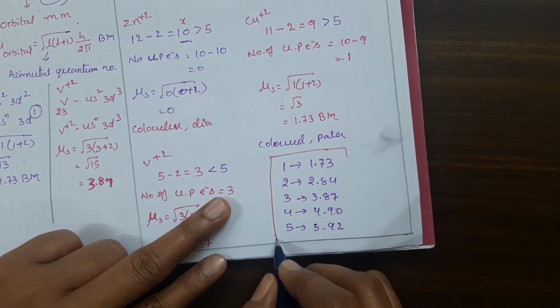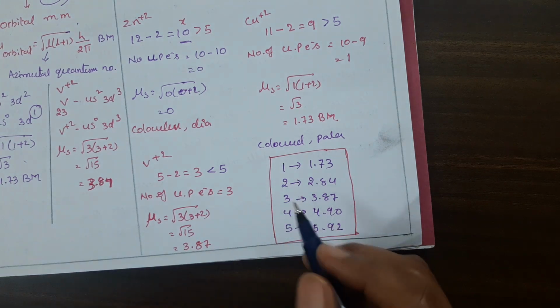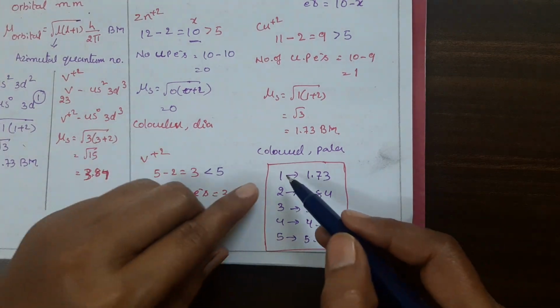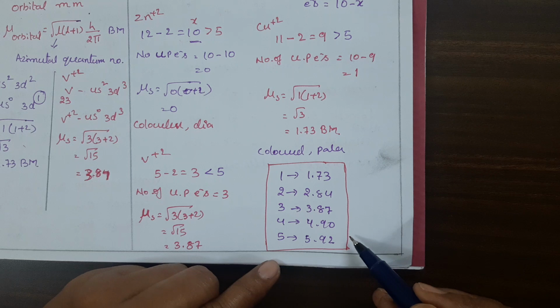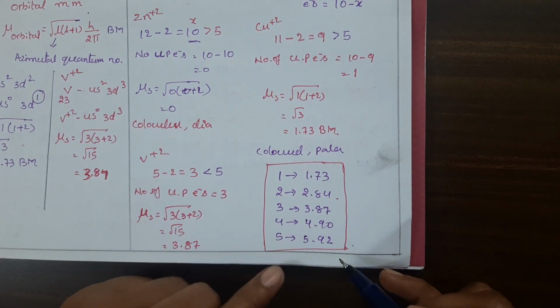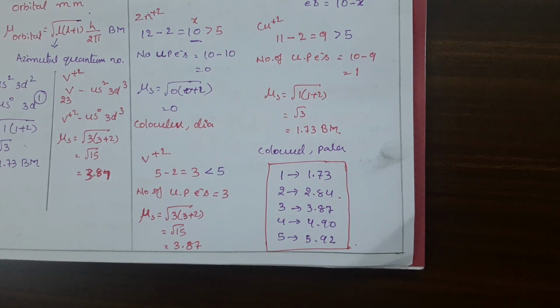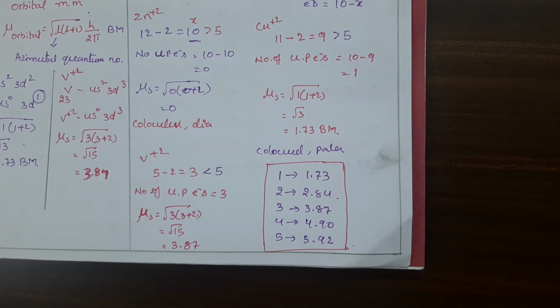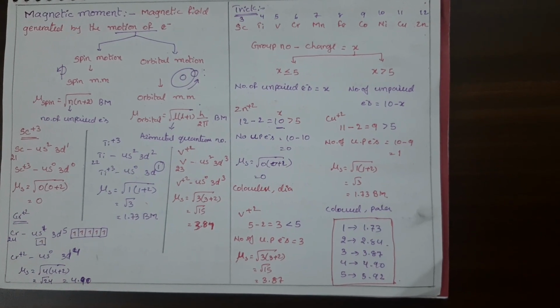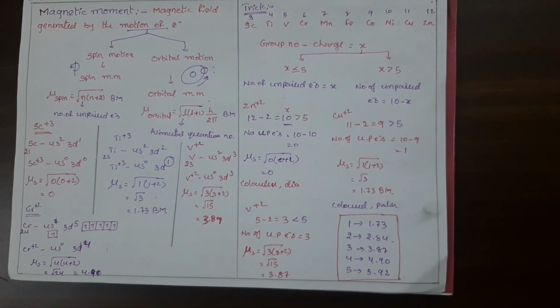First observe the number of unpaired electrons. Based on the number of unpaired electrons, we can easily write the values 1.73, 2.84, 3.87, 4.90 and 5.92. Okay, so this is the magnetic moment concept. Okay students, this is about the magnetic moment of 3D series elements.